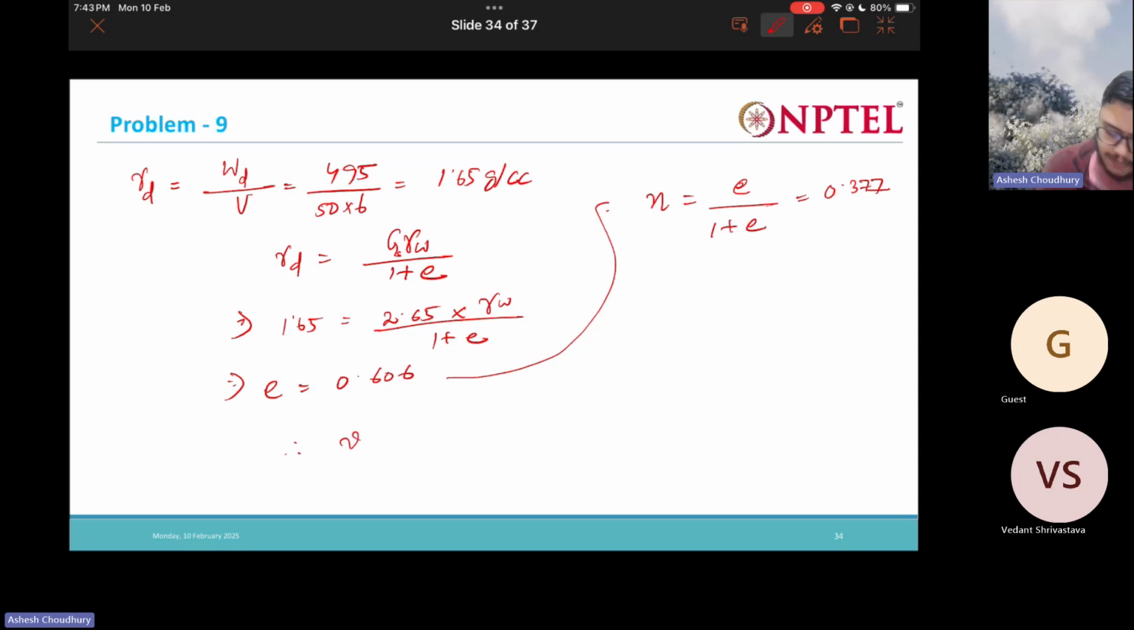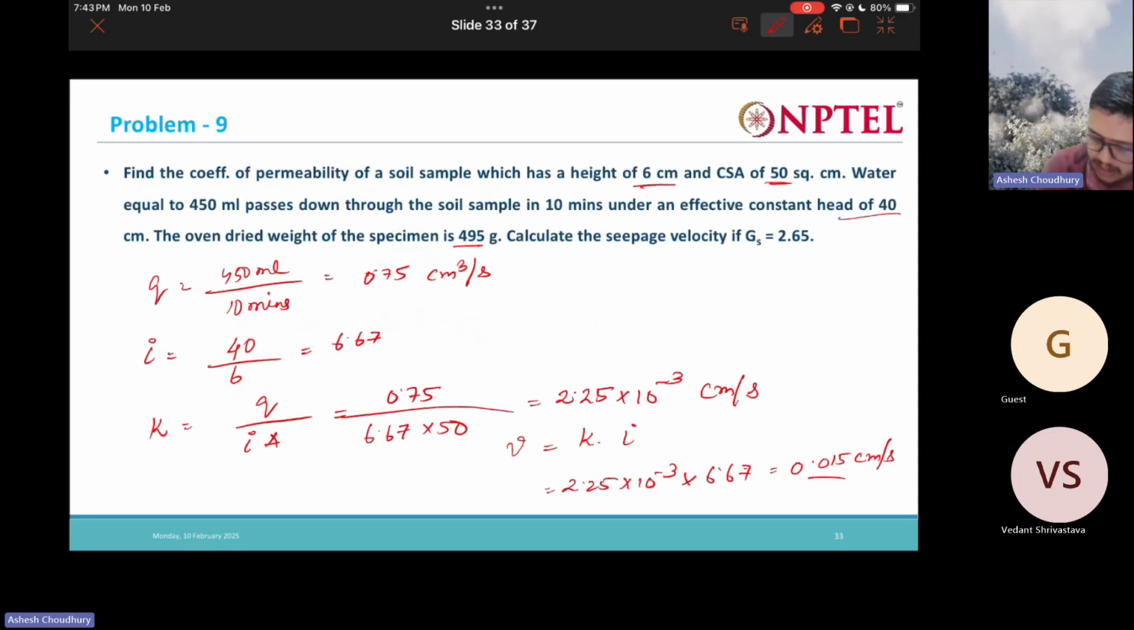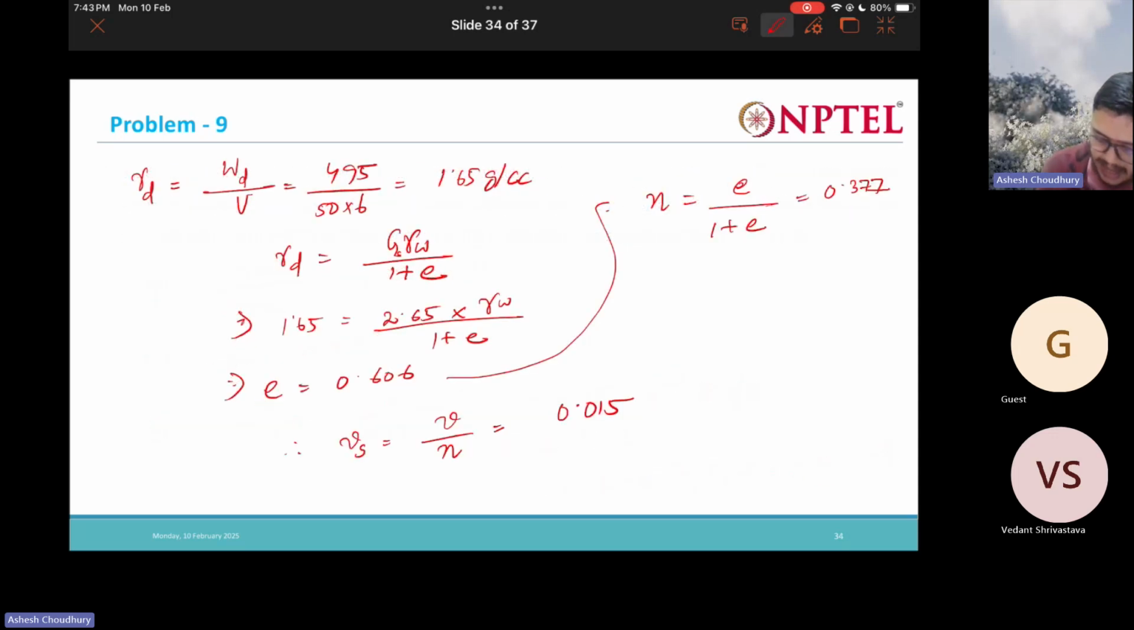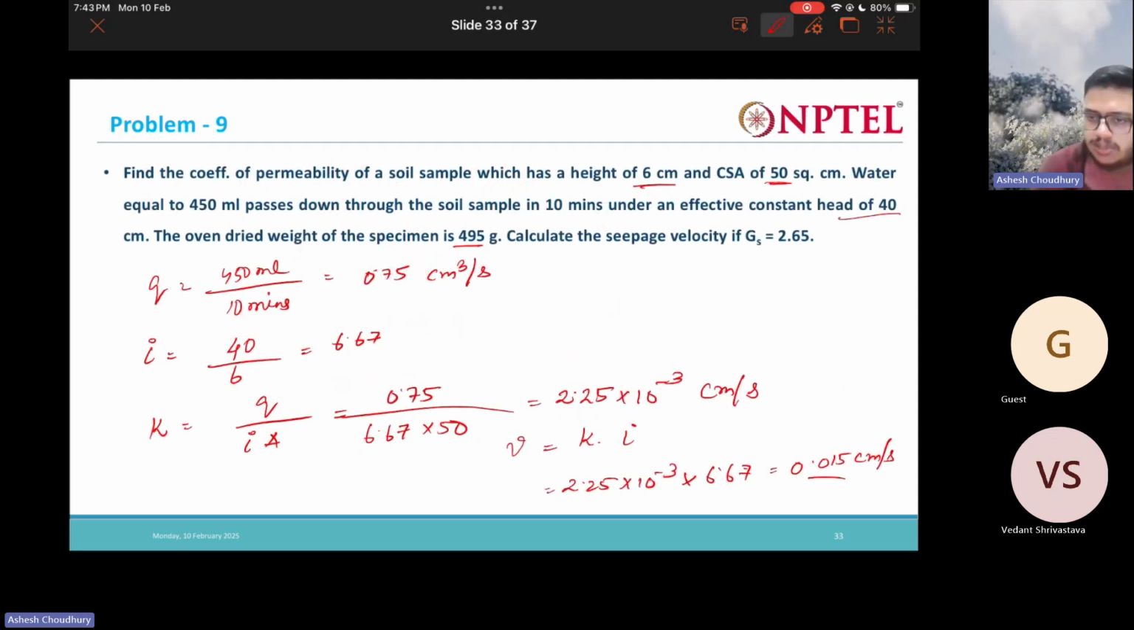Therefore, the seepage velocity is nothing but V by N. Discharge velocity we calculated as 0.015, divided by N, 0.377. It has come out as 0.039 centimeter per second. So you can see that this seepage velocity is obviously greater than the discharge velocity.